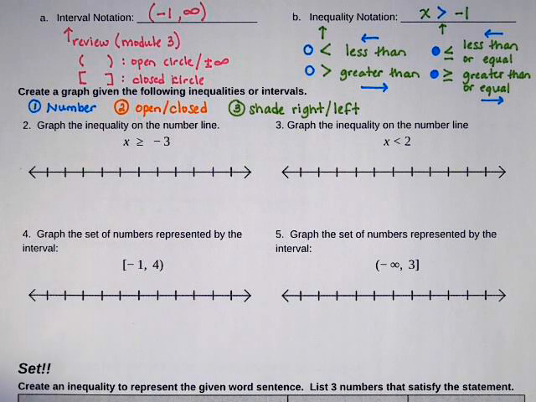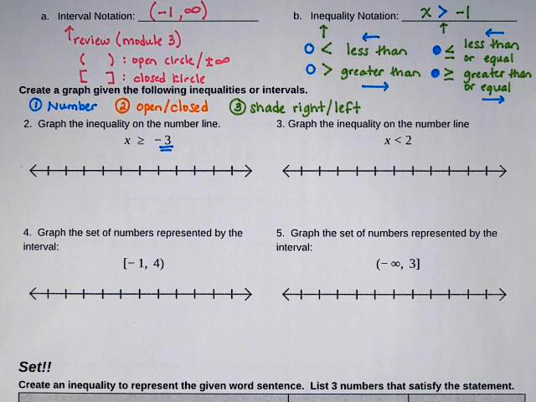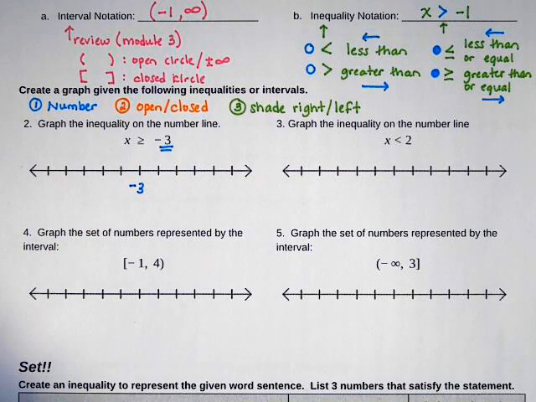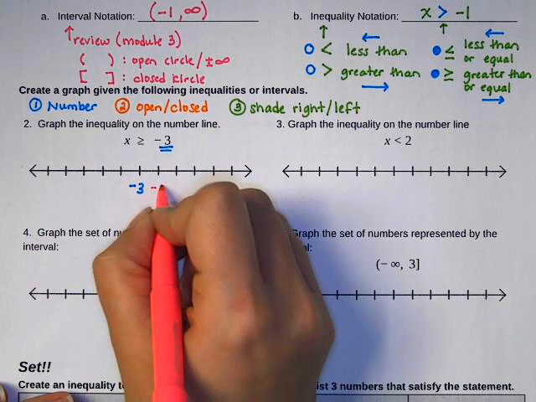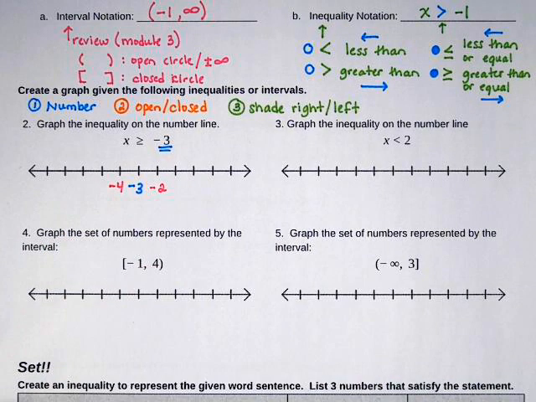In this first problem, the important number here is -3. So on my number line, I'm going to label -3. Now the rule that I have is you always have to show me 3 numbers. So if -3 is the important number, then what I'm going to do is label one number bigger and one number smaller. The number that would be to the right would be -2, and the number to the left would be -4. So I've got 3 numbers on my graph.